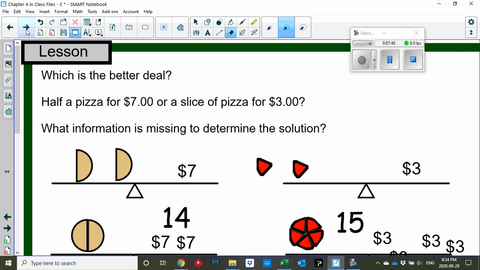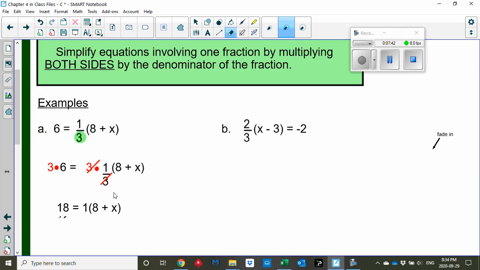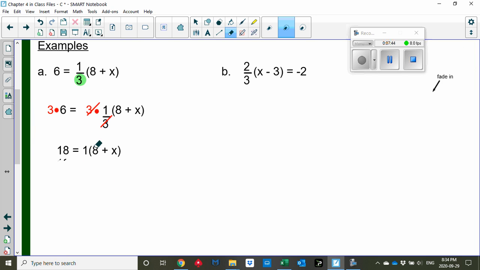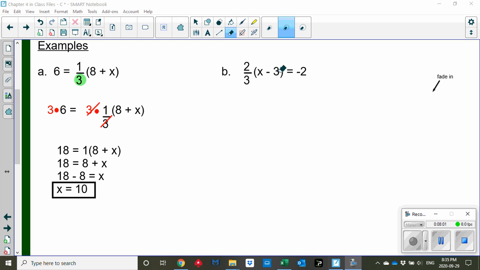We multiplied by 5. Here we multiplied by 3. So to solve this, 1 times 8 is 8, and 1 times x is x. They both stay positive. We bring the 8 to the other side. And when I solve, I get x is equal to 10. Instead of 10 equals x, I just spun it around and I went x is equal to 10. All right, second example. We have an equation.